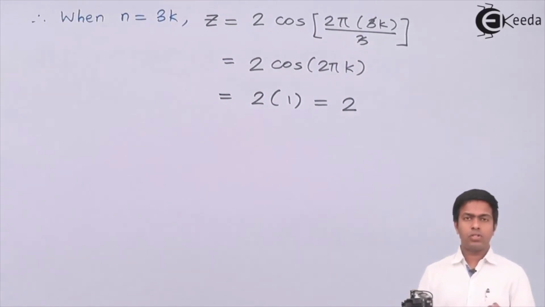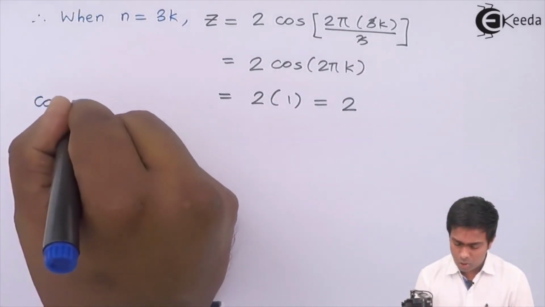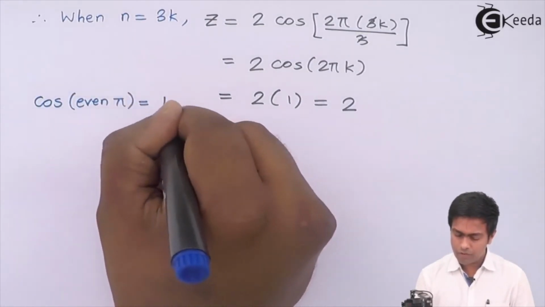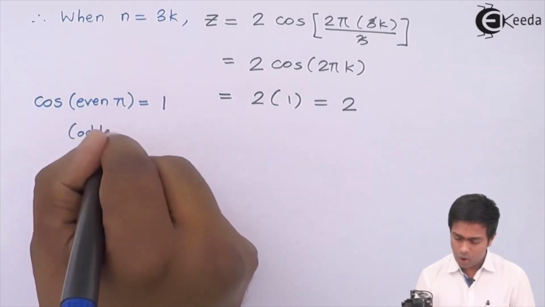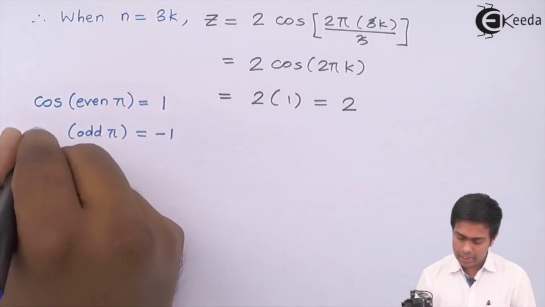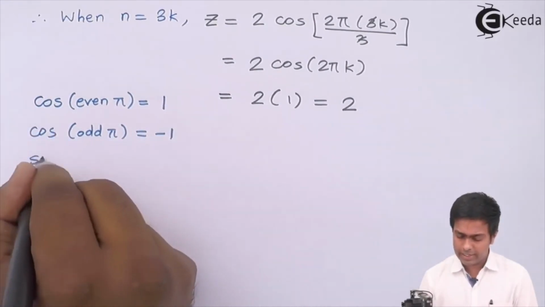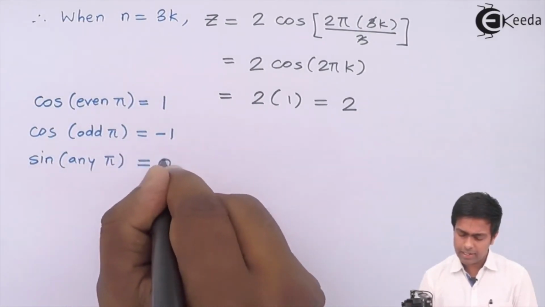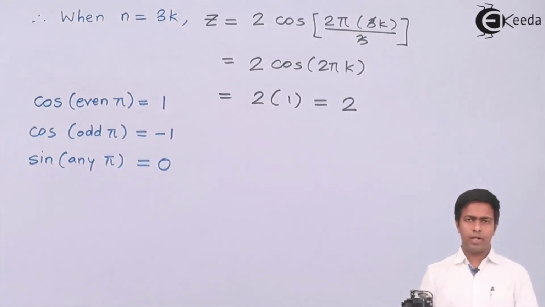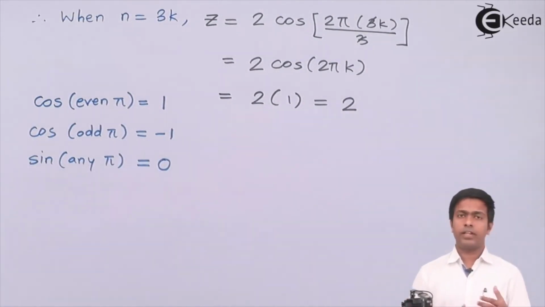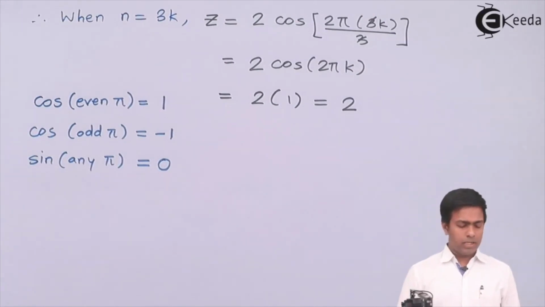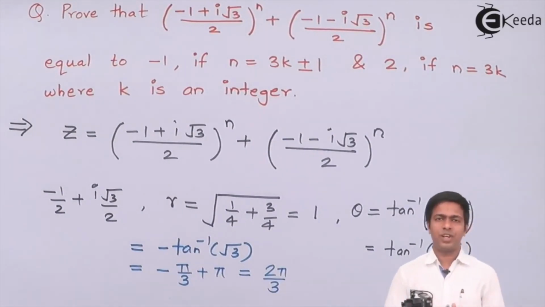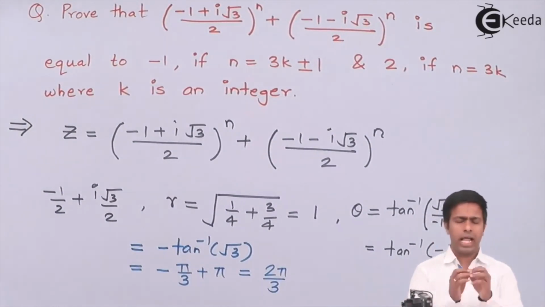So guys, here I've used one property, that is cos of any even pi. You can remember this formula: cos of even pi is 1 and cos of odd pi is equal to -1. Similarly, whenever you get sine of even or odd, that is any pi, then the answer is always 0. You should remember these three formulae, because they will help you in solving trigonometric questions. So guys, here we have proved that the second result is equal to 2, which was required. So by using de Moivre's theorem, I've proved both the results.